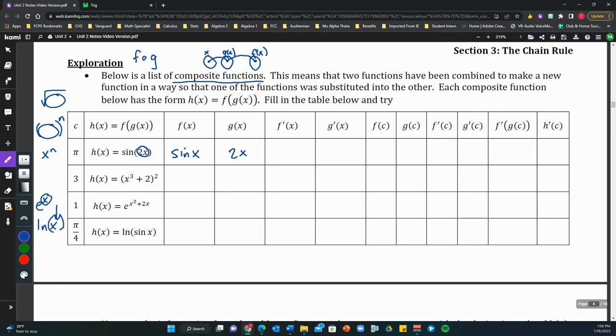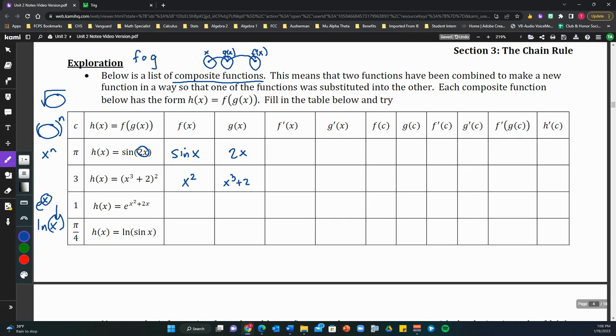Second one, h of x equals the quantity x cubed plus 2 raised to the second power. Well, our inside is pretty obvious here. It would be what's inside of the parentheses. But if we didn't have a group squared, then remember it would be just x raised to that power. So that is actually my outside function, just simply x squared.